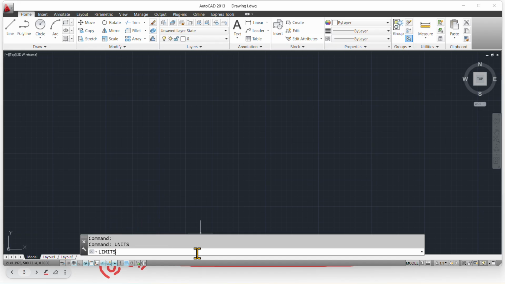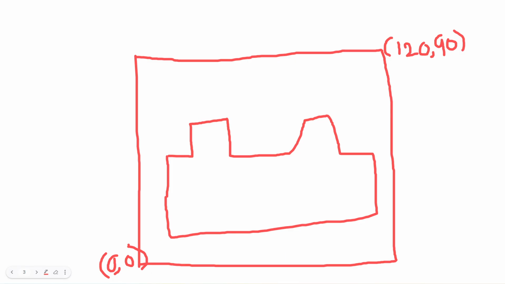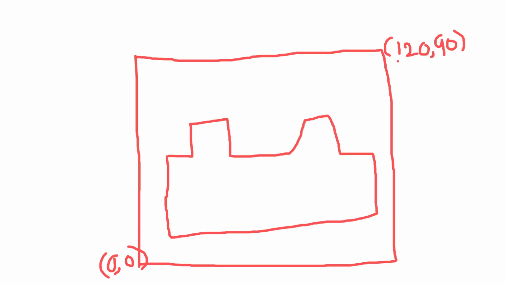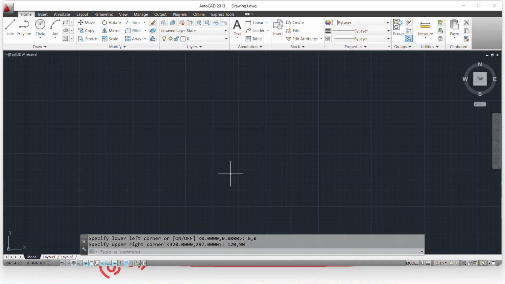Because we need to have limits for our diagram, when I go with the command limits, it is asking for the lower left corner. I already said our lower left corner is 0 comma 0. If I type 0 comma 0, then it is asking for the upper right corner. I already said the upper right corner is 120 comma 90. So these are my lower left corner and upper right corner for my limits.